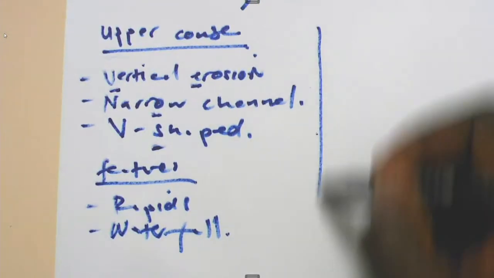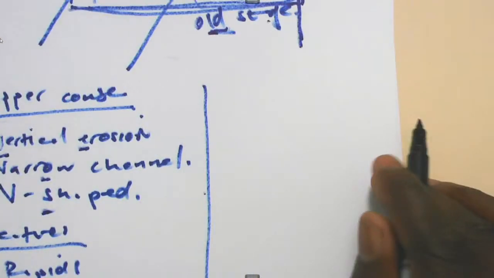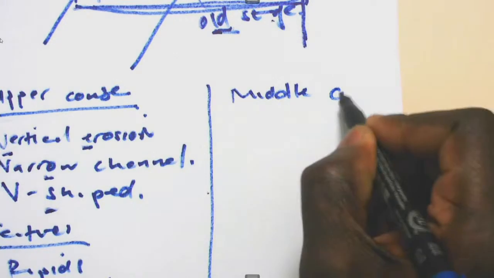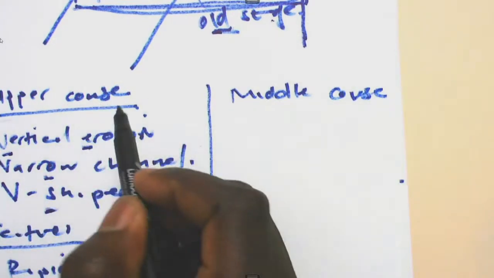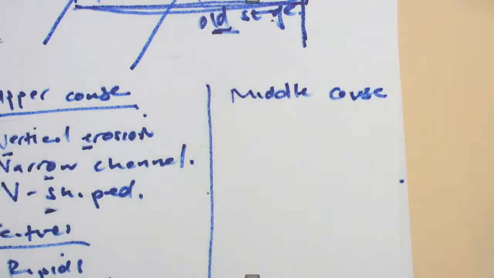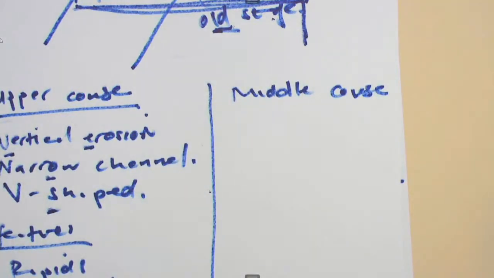And then at the middle course, so remember the upper course, that's where a river is young and vibrant. Right? It's having that particular energy because of the gradient. The gradient there is steep. So immediately when the gradient is steep, that particular river will start to flow faster as compared to the lower course.